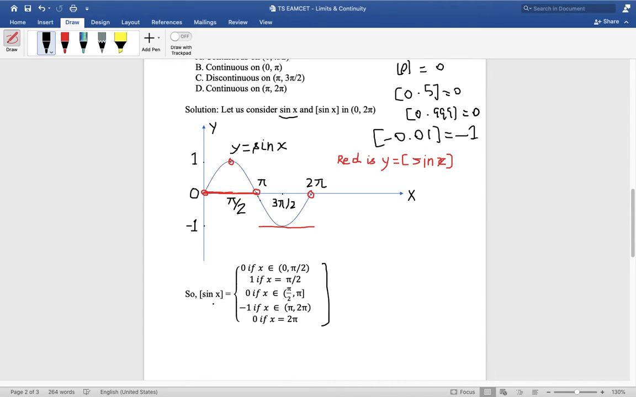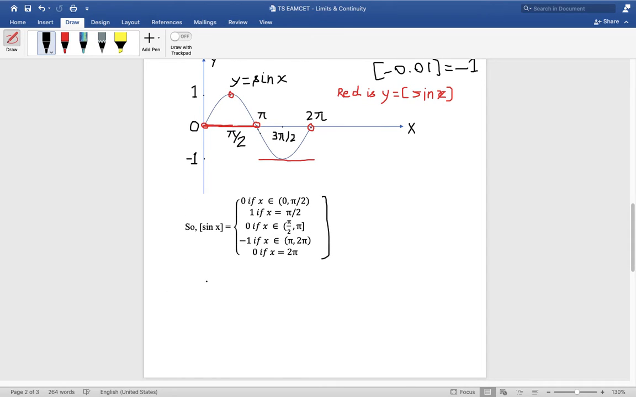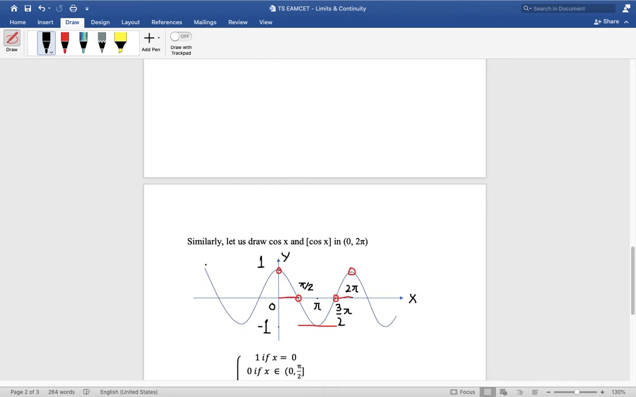Now I have done it for sin x. Can you think of how we can do it for cos x? Again, it's completely similar to what I have done for sin x. Just draw the graph for cosine of x. We know that cos of 0 equals 1, cos pi by 2 equals 0, cos pi is minus 1, cos 3 pi by 2 is 0, cos 2 pi is again 1.